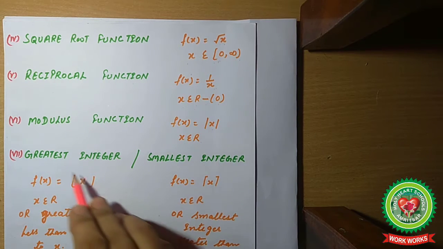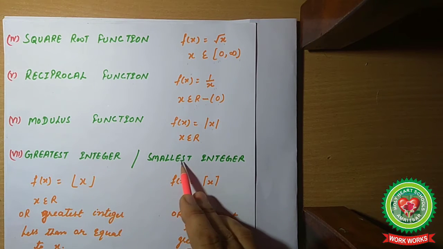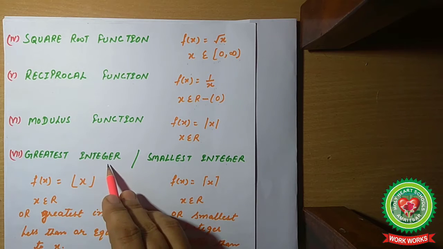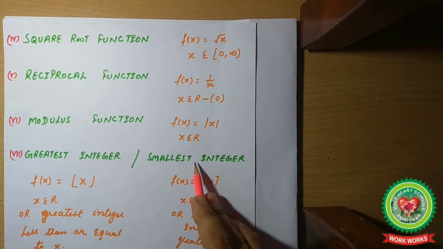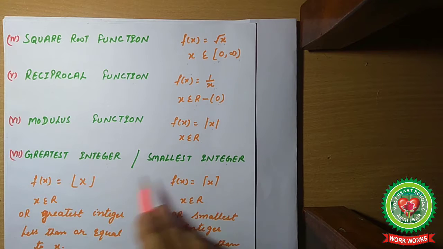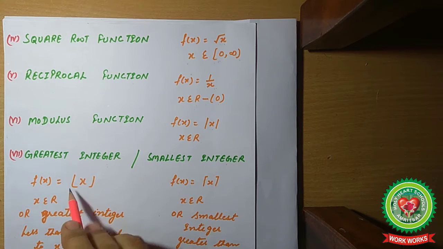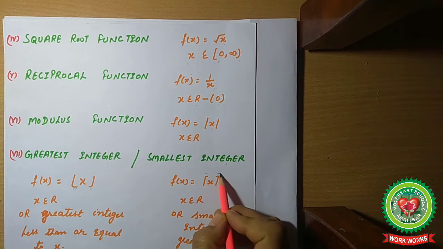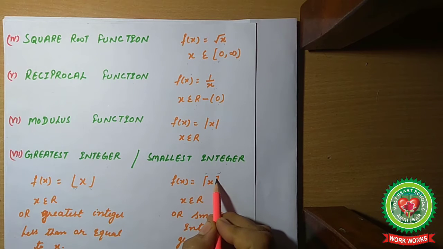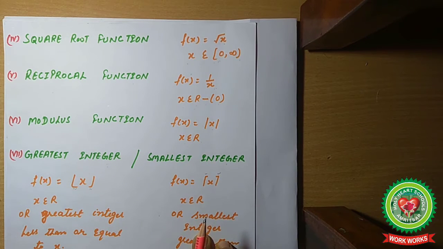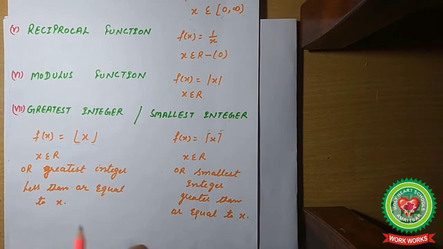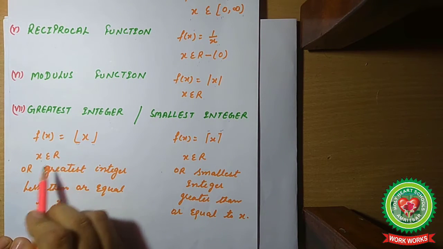Two most important functions are the greatest integer and the smallest integer functions. The greatest integer function is also called the floor function, and the smallest integer function is also called the ceiling function, according to their symbols. Here the turn is on the floor, that's why it is called the floor function. The turn is on the ceiling, that's why it's also called the ceiling function. Its another name is the jib function, because it's like a jib shape. Here x belongs to R.